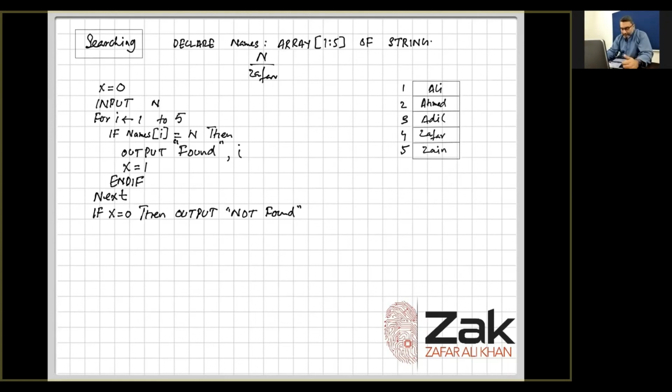Not errors, messages. So let's say that we have got this array from 1 to 5 and it has names in it. The name of the array is name. Names are Ali, Ahmad, Adil, Zafar, Zen. First we take input n. Let's say n is Zafar. Now we are looking for Zafar in this array. Zafar is found at 4, but how do we make our algorithm? This time I have made the flag x an integer instead of Boolean, so I initialize it at 0 and check it towards the end. If it is still 0, then I output not found. But if it is made 1 during the execution of the program, then this message will not be output.